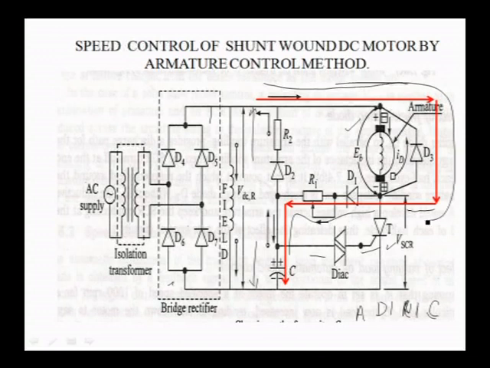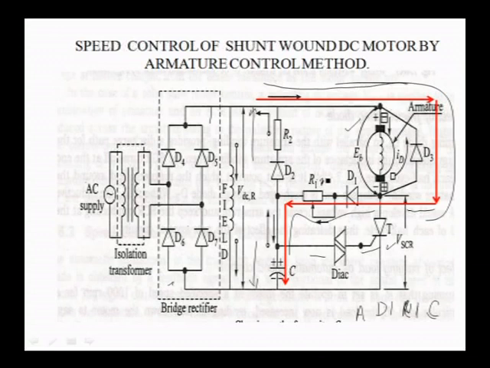During the beginning of the positive cycle, the capacitor starts charging. When the voltage across the capacitor reaches the threshold voltage of the diode, it conducts and the SCR is fired. So how do we vary the firing angle? The path is through the armature, D1, R1 and C. R1 is a variable resistance, so by varying R1, you can vary the firing angle.